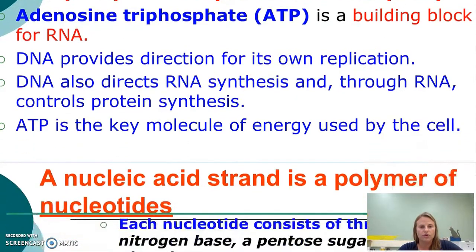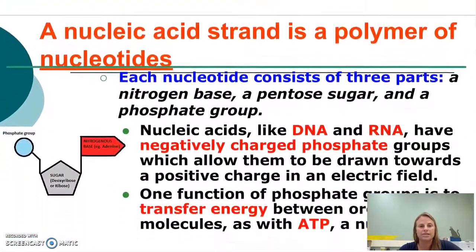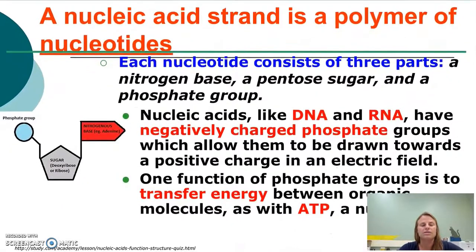So let's go through what a nucleic acid consists of. Nucleotides are the building blocks of nucleic acids, and each nucleotide consists of three parts. I like to say it's the house, the pool, and the garage, where the house is the sugar. In DNA, that sugar is deoxyribose. In RNA, that sugar is ribose, the phosphate group, and your nitrogenous base.